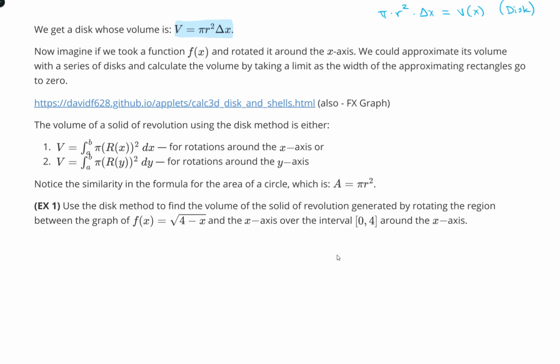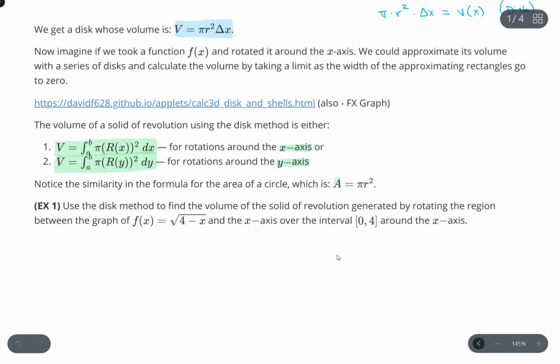The volume of a solid of revolution using the disk method is either going to be V equals the integral from a to b of pi times a function r of x squared dx, if we happen to be rotating around the x-axis, or the volume is the integral from a to b of pi times r of y squared dy for rotations around the y-axis.